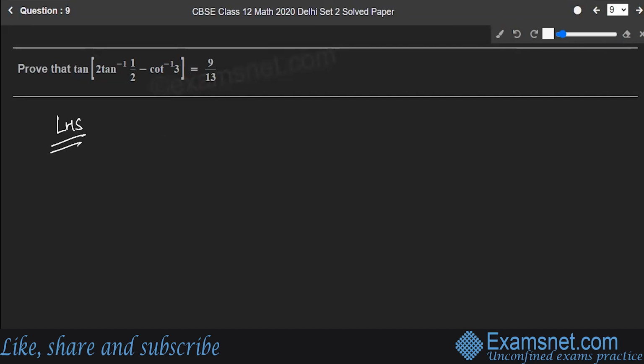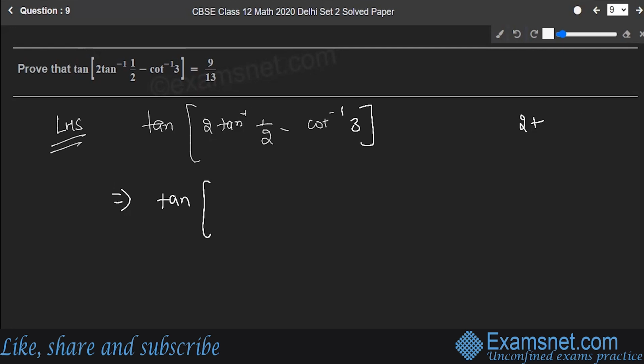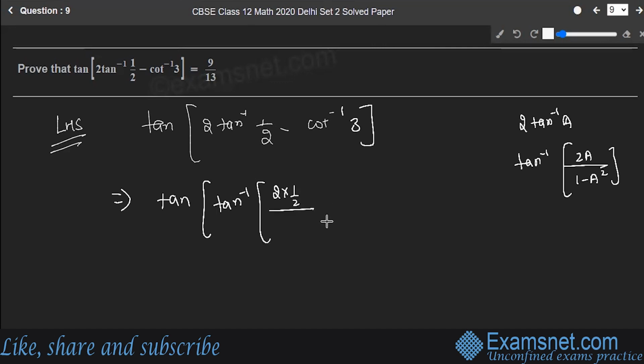So here your LHS is equal to tan of 2 tan inverse 1 by 2 minus cot inverse 3. Over here I'm using the formula of 2 tan inverse A, that is equal to tan inverse 2A upon 1 minus A square. So this will be equal to tan inverse 2 into 1 by 2 upon 1 minus 1 by 2 square, which is equal to 1 by 4.